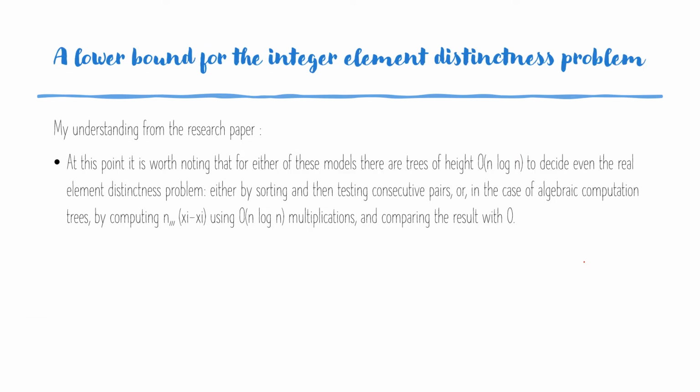There's a research paper given as a reference. There they define two tree computation models. Out of them, one is the algebraic computation tree T of n. So they're defining T of n, and it has two kinds of internal nodes.